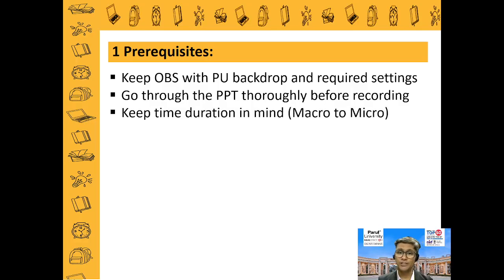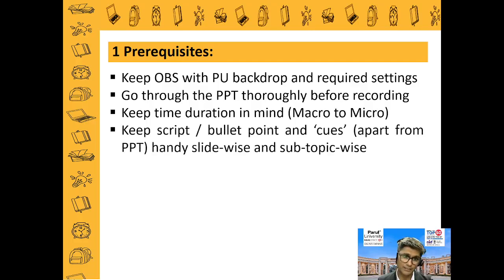Third, keep the duration of time in mind, broadly speaking. At the time of preparing your structure, I'm sure you were given the instruction that if you are preparing content for 4 credits, then you are ideally supposed to reach 20 hours of recording, which comes to around 1200 minutes. So you can make those micro and macro calculations of how much time you should devote to a particular subtopic, and accordingly prepare the content, the script, and maybe rehearse a few handouts that you can keep.